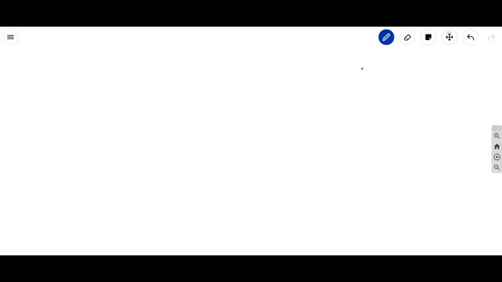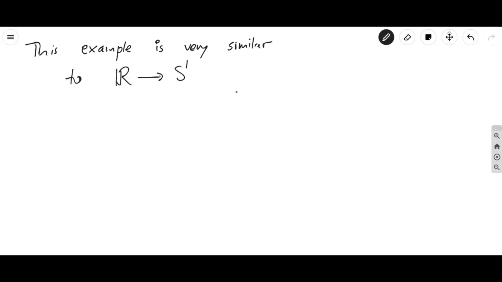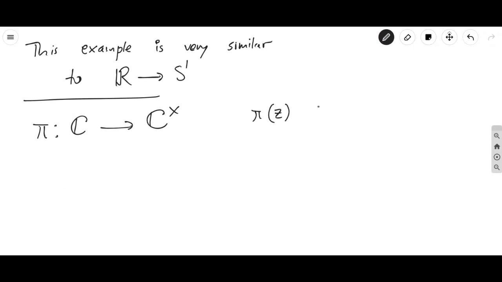And maybe I'll finish with this. This is similar. This example is very similar to the example that we have from R to S1. And here the map will rather go from the complex plane to the punctured plane. So this is the punctured plane. And the mapping here is pi of z is equal to e to the 2 pi i z.